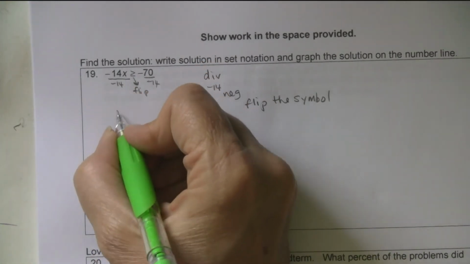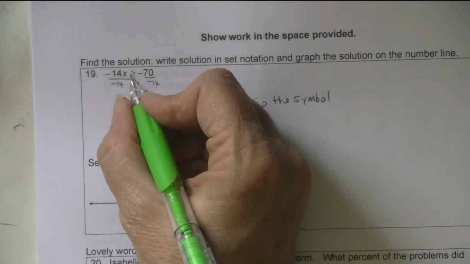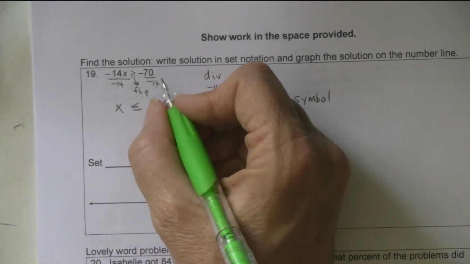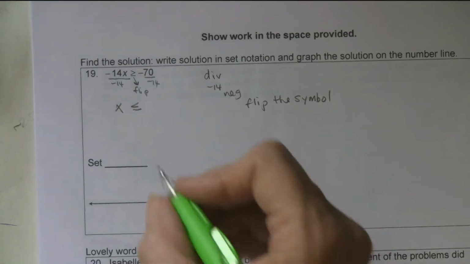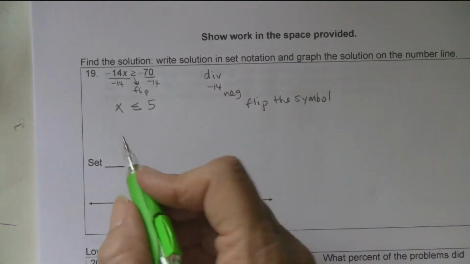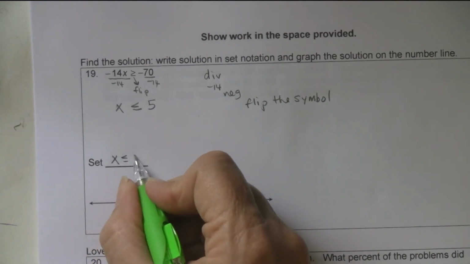So this is going to be x. And then the symbol is going to go the other way. So instead of being the greater than or equal to symbol, it's going to be the less than or equal to symbol. And then I just have to reduce negative 70 over negative 14. I think that goes evenly. Actually, it does. If it didn't, it would be okay. But it does. It's 5, right? A negative divided by a negative is a positive, so 5. So there's my set notation. X is less than or equal to 5.